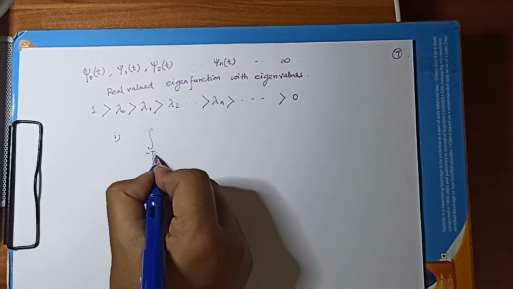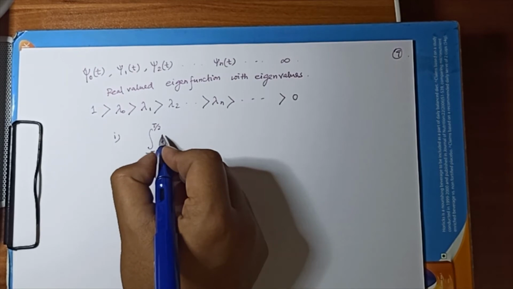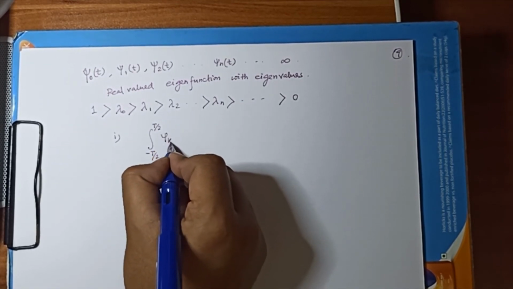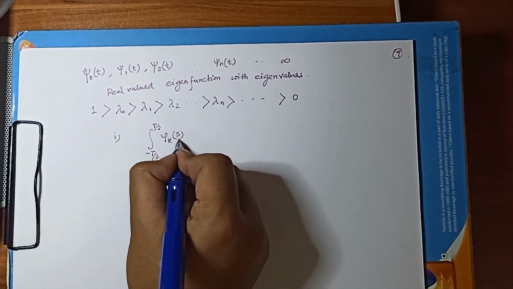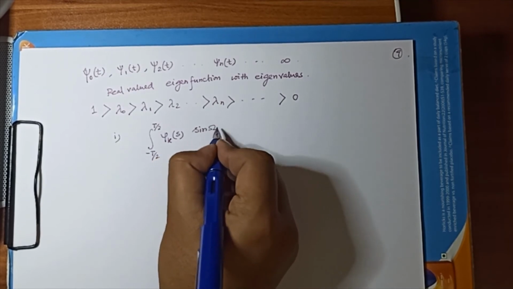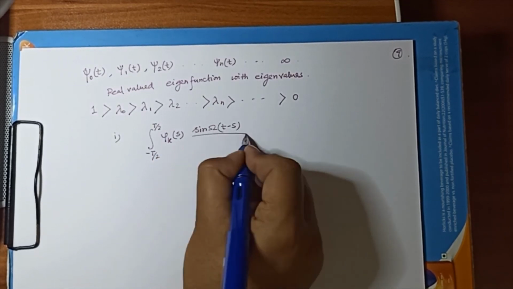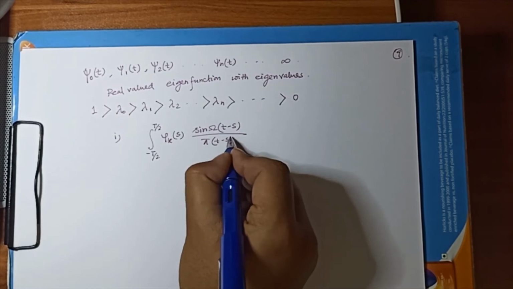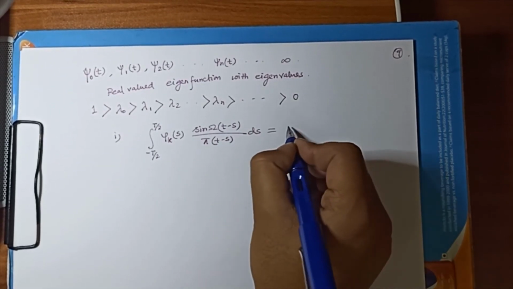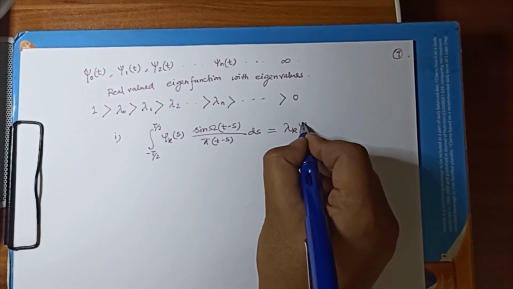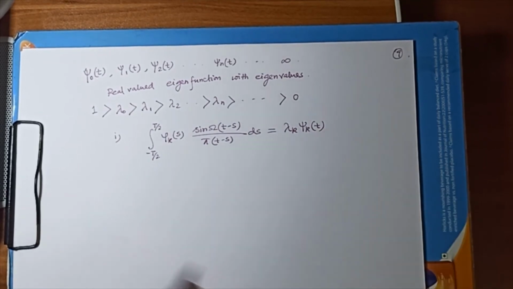That is, the integral from minus T by 2 to T by 2 of psi k of s times sin of pi (t minus s) divided by pi (t minus s) ds is equal to lambda k psi k of t. This is the first expression.